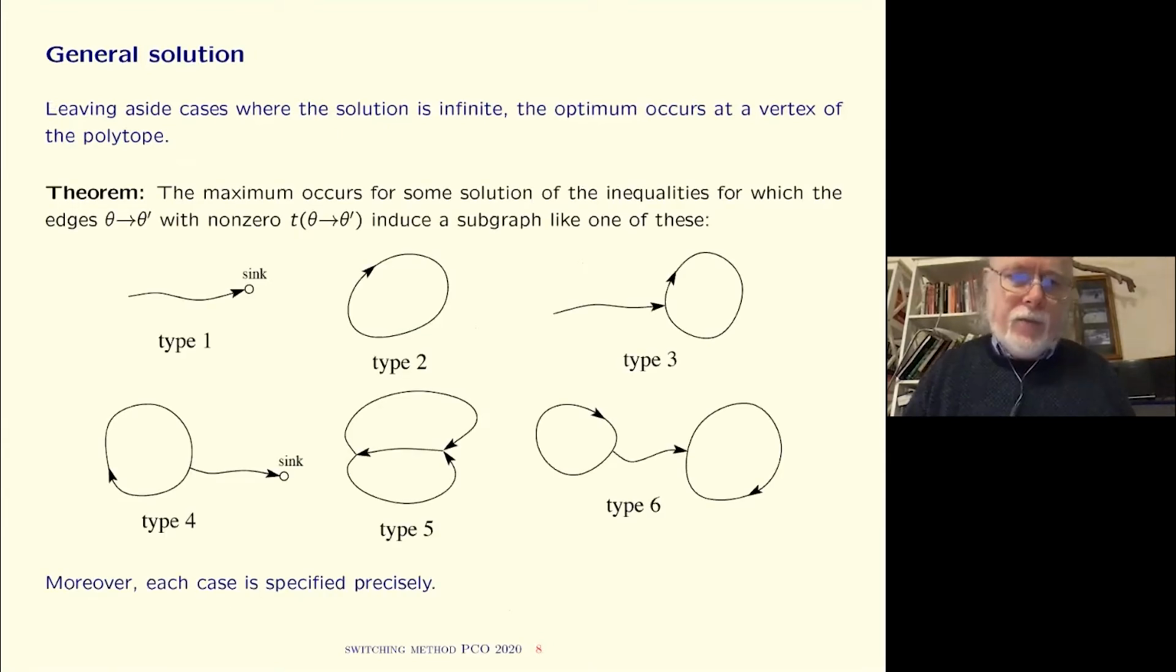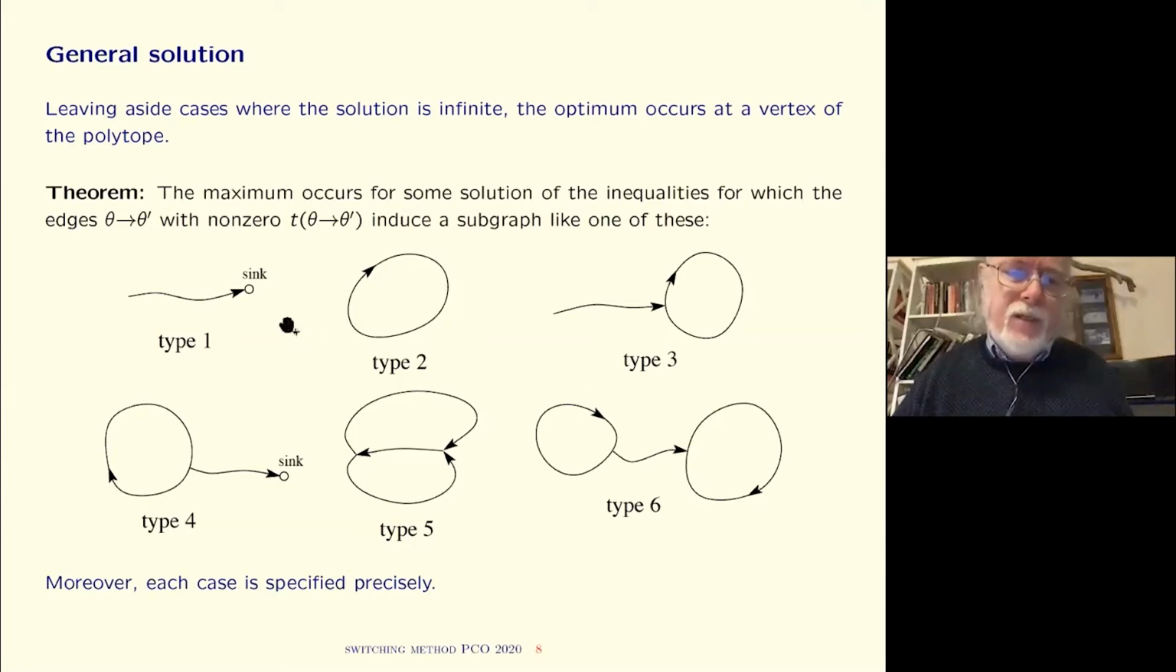So we forget about cases where the solution's infinite. You know that when you have a linear program and the solution's not infinite, then the optimum occurs at some vertex of the polytope defined by the inequalities. So you examine the nature of these inequalities and figure out what the vertices look like, and you find there are 6 types of vertices.